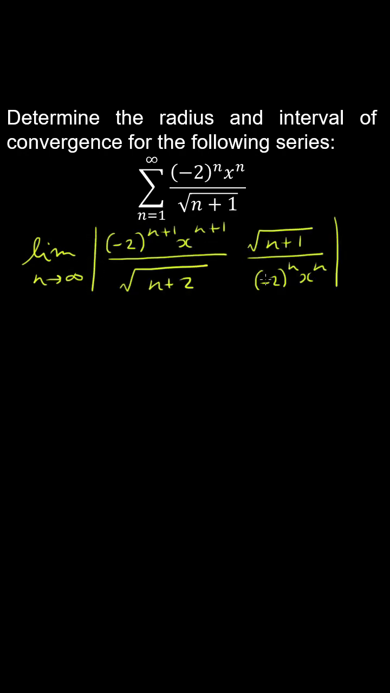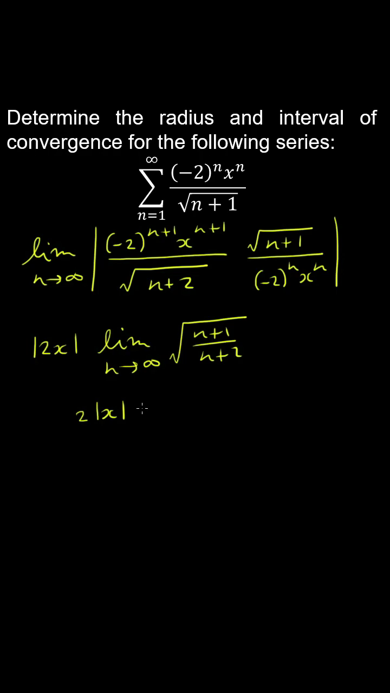And then doing a bit of algebra and taking the absolute value. So for the series to converge, we have 2 times the absolute value of x must be less than 1 by the ratio test. And therefore, we obtain minus a half less than x less than a half. So the radius of convergence is 1/2 of the interval of convergence.